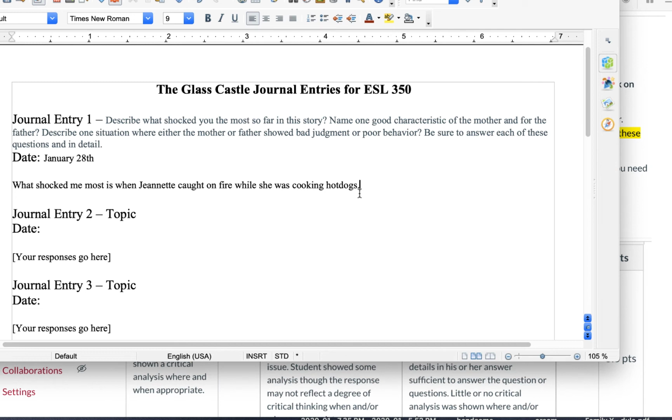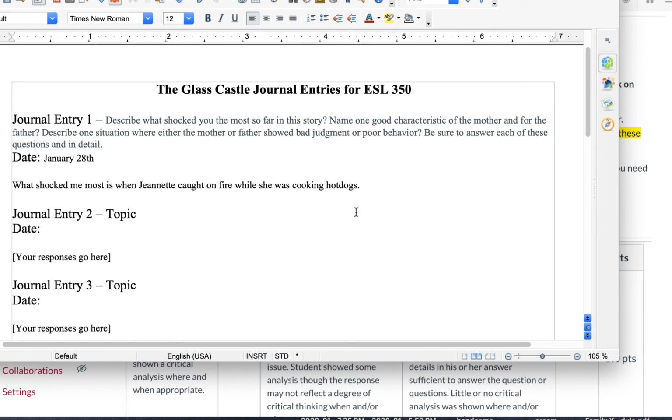And then I have to think of one good thing that the mother did in the pages that I assigned. Remember, only talk about this in the pages I assigned for that week. Okay? You're not going to talk about the whole book because we haven't read the whole book yet. So whatever pages I assigned for this week, for week 2, is what you're going to talk about for your journal. Okay? And then you keep going. You keep making your journal.